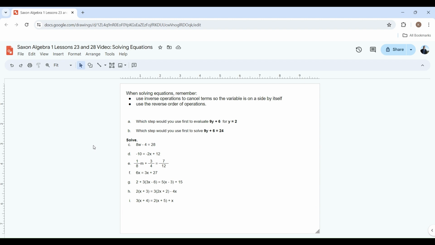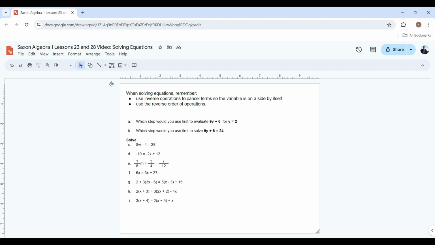When we're solving equations, we start with addition, subtraction, and then multiplication, division, and we go from there. So that's what we're going to be doing in this lesson. We're going to practice solving what are going to be more difficult equations. They're going to take several steps to solve.